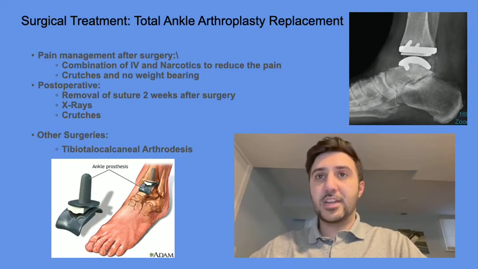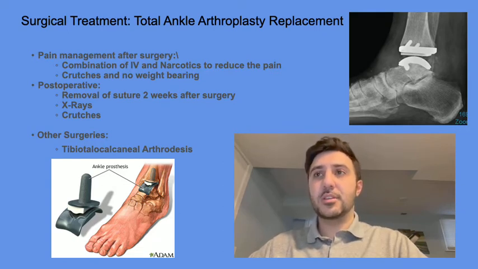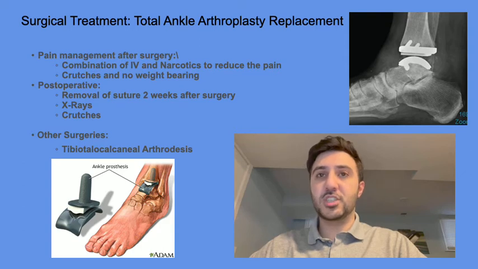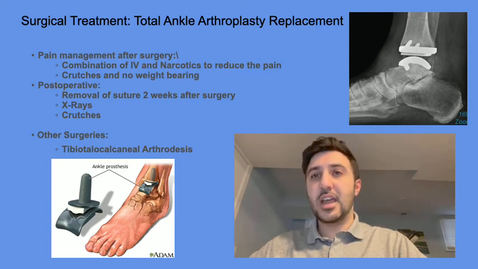The pain management after surgery includes a combination of IV and oral narcotics to control the pain during post-op. Patients are usually admitted in the hospital and discharged once they're able to walk on crutches with reduced pain. The follow-up for the post-op visit with the surgeon will be about 2 weeks after surgery for removing the sutures.